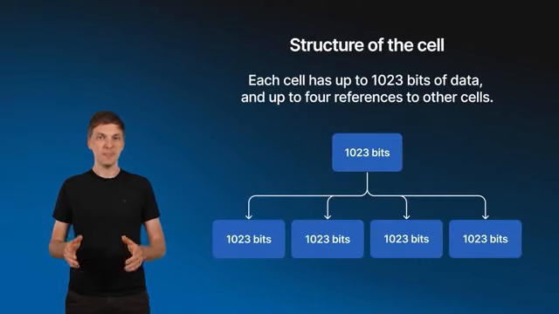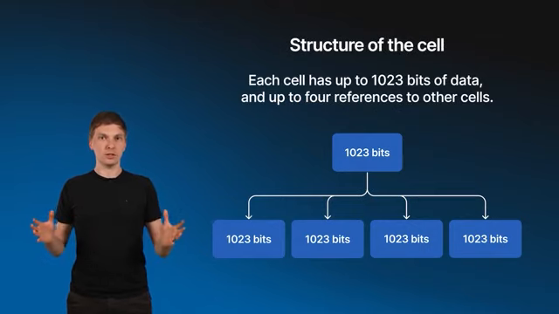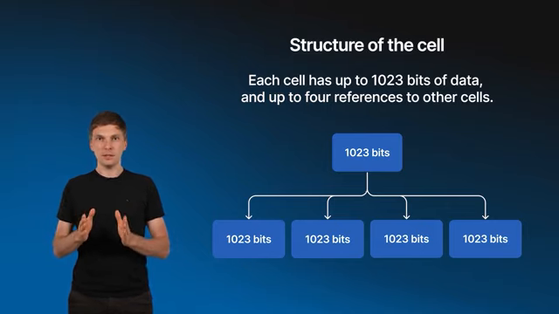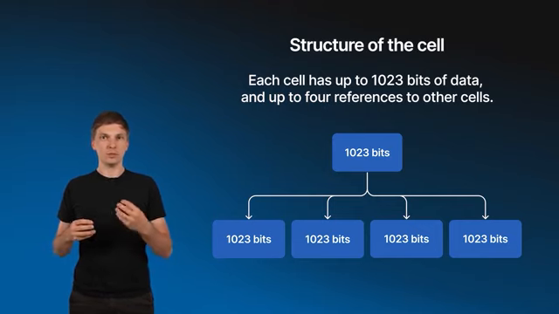So what is a cell? A cell is a small building block of the entire data structures in the TON blockchain. Each cell has up to 1023 bits of data and up to 4 references to other cells. And this allows you to use cells to build arbitrarily complex and nested data structures.